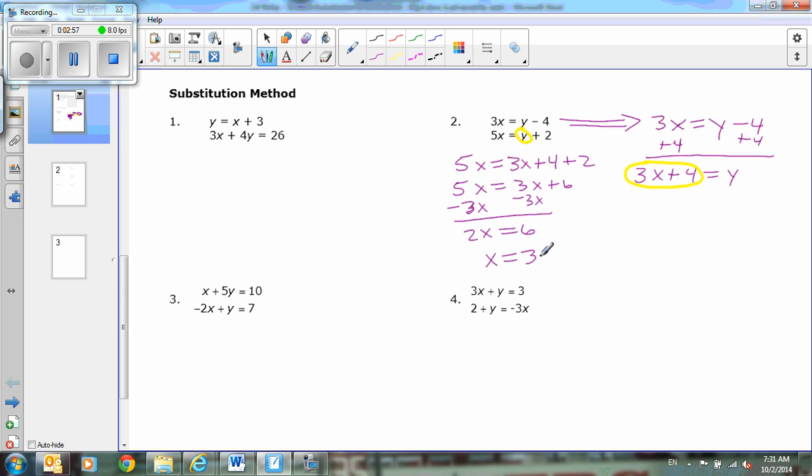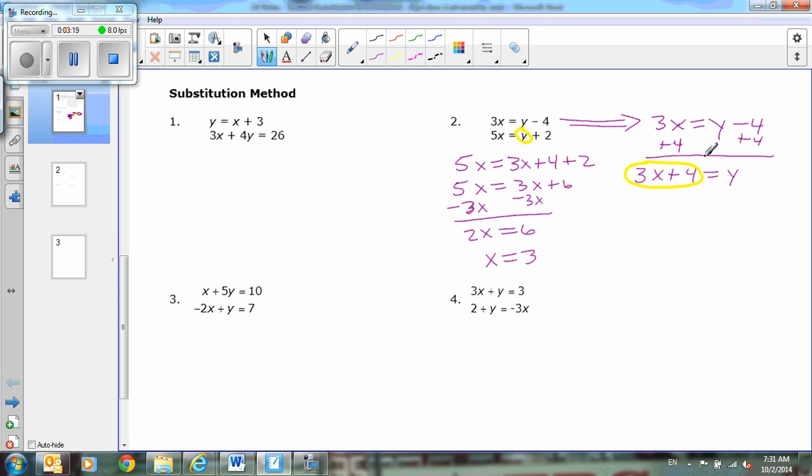Now, you might feel finished, but we're not done yet. Remember, we are trying to find the ordered pair, the xy ordered pair that satisfies both of these equations at the same time. We've only found half of it. We have only found the x. So now to find y, I can go back to any of these equations. I can use this equation. I can use this equation. This might be a good choice because it's already solved for y.